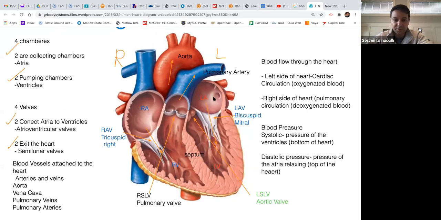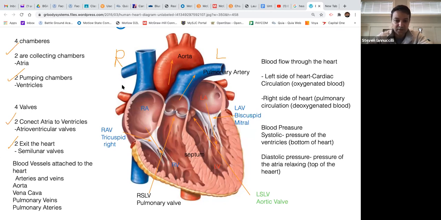So we have left atria at the top. That is connected to the left ventricle with the bicuspid or mitral or left atrioventricular valve. The left ventricle, when it contracts and pumps blood, it pumps blood through this left semilunar or aortic valve, which leads into the aorta. That is the left side of the heart. And all of that blood in that left side of the heart is going to be oxygenated. And you'll notice that we see a lot of red blood vessels attached to that side of the heart because the blood that's going into that side of the heart is oxygenated.